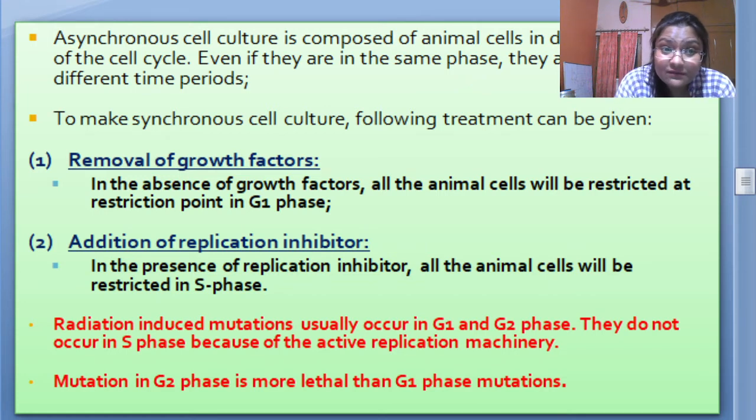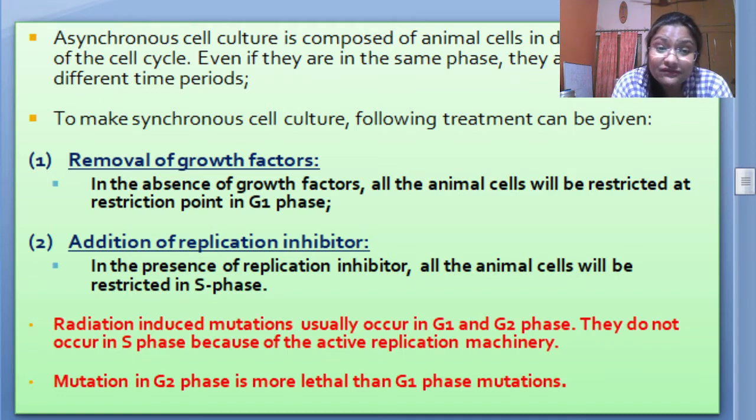So if we remove all the growth factors, the cell will be restricted to G1 phase. And at one point of time, all the cells will come to the G1 phase because the growth factors have been removed. So now this culture is synchronous, because after some time, cells will not be in different phases. All will come to the G1 phase.